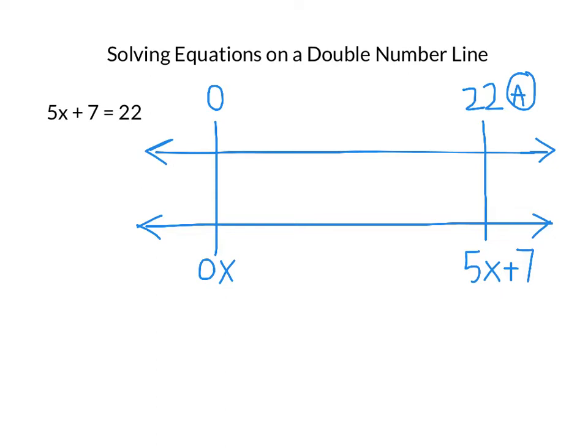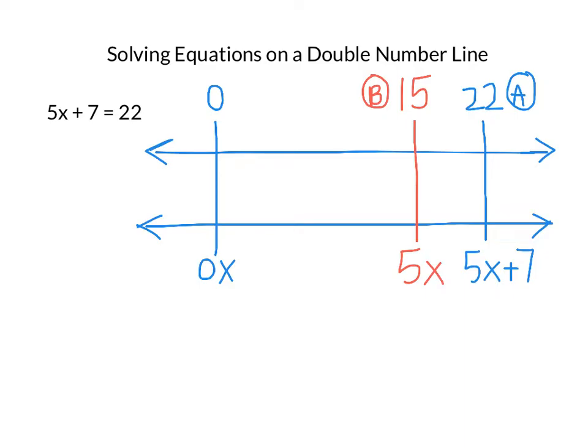Next, I want to get rid of this plus 7. So I subtract 7, and if I subtract 7 from this expression, I subtract 7 from 22 as well. Somewhere about right here, it doesn't have to be exact. So this is going to be 5x on the bottom. And if I subtract 7 from 22, I get 15. And I label this B wherever I have room.